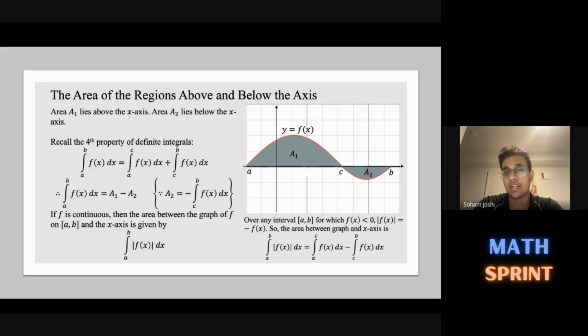We want to find the total area of both the gray shaded regions, which is equal to a1 plus a2. Our integral is giving us a1 minus a2, so it won't be applicable in this case. So how do we go about this now? Well, we take the absolute value of f of x.